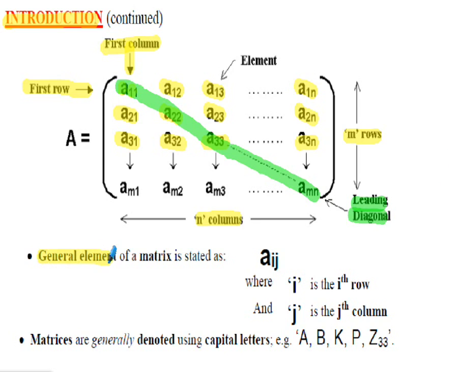So the general element of a matrix, denoted up here in our sketch, is stated as Aij, where i is the ith row and j is the jth column. Matrices are generally denoted by capital letters such as matrix A, matrix B, K, P, or Z33, etc.